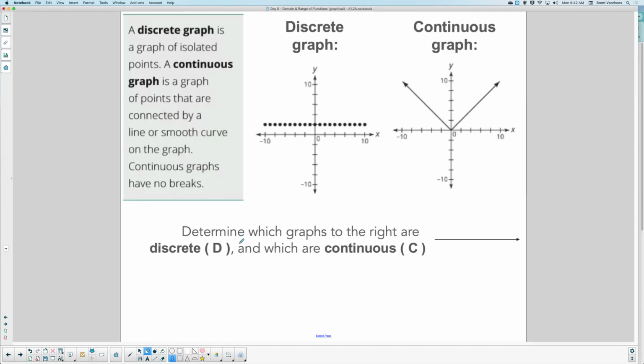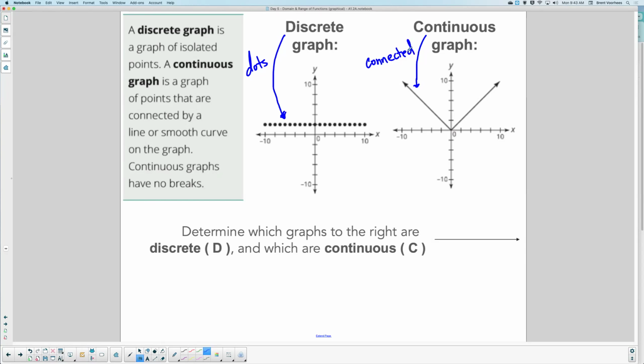When I look at a graph, there are 2 different types of graph in mathematics. One is called discrete. Discrete looks like a bunch of dots. Let's go ahead and write that in because that'll help you remember. Discrete looks like dots. Continuous means it's connected.